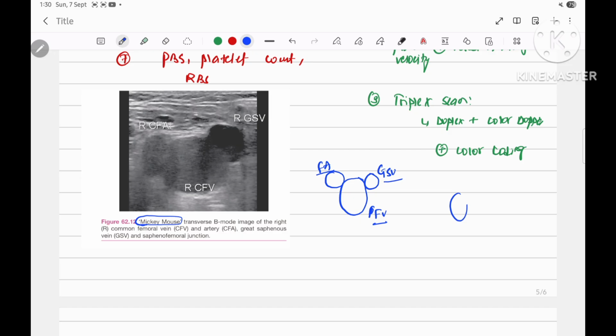Okay, this doesn't look like Mickey Mouse. Okay, this looks like Mickey Mouse. So during duplex scan, we see the Mickey Mouse sign in the transverse B-mode image. This is the right side image, and it is showing a Mickey Mouse sign where there is the femoral artery, femoral vein, and great saphenous vein. So this is the Mickey Mouse sign.